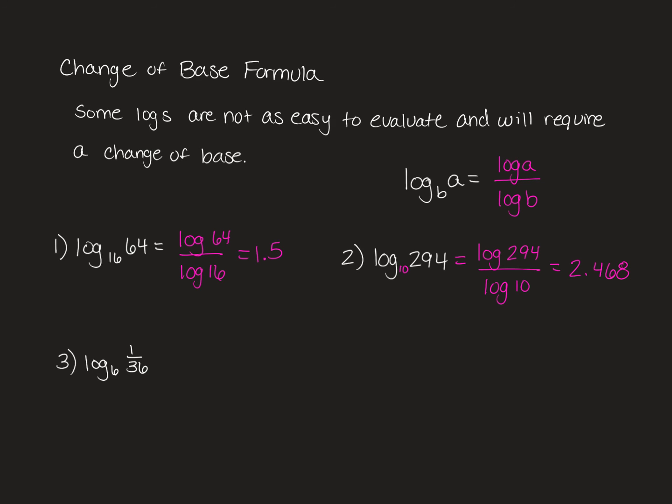For number 3, log base 6 of 1 over 36. So you can do log of 1 over 36, and whenever you punch that into your calculator, make sure that it is in parentheses, divided by log of 6. So whenever you evaluate that, you are going to get negative 2. So that's how you use your change of base formula.